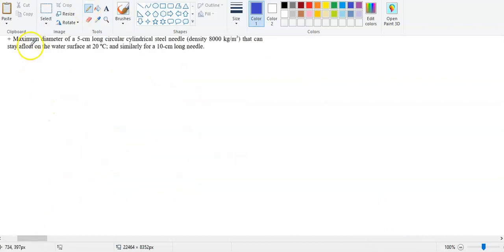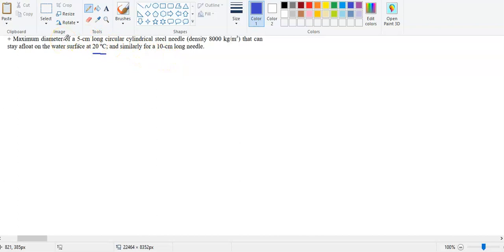Alright, so the next question is the maximum diameter of a 5 centimeter long circular cylinder, a cylindrical steel needle. Density is given as 8,000 kilograms per cubic meter. It can float on the water surface at 20 degrees centigrade. Okay, so at 20 degrees centigrade.